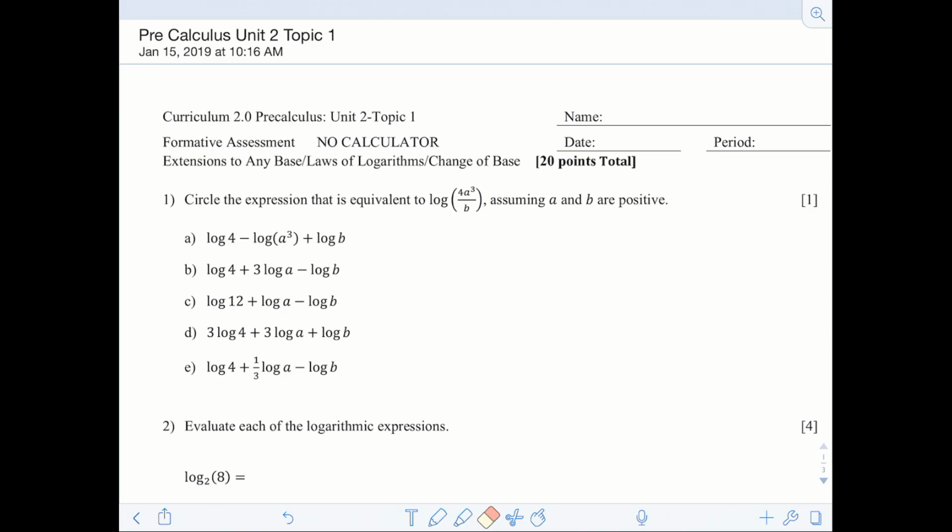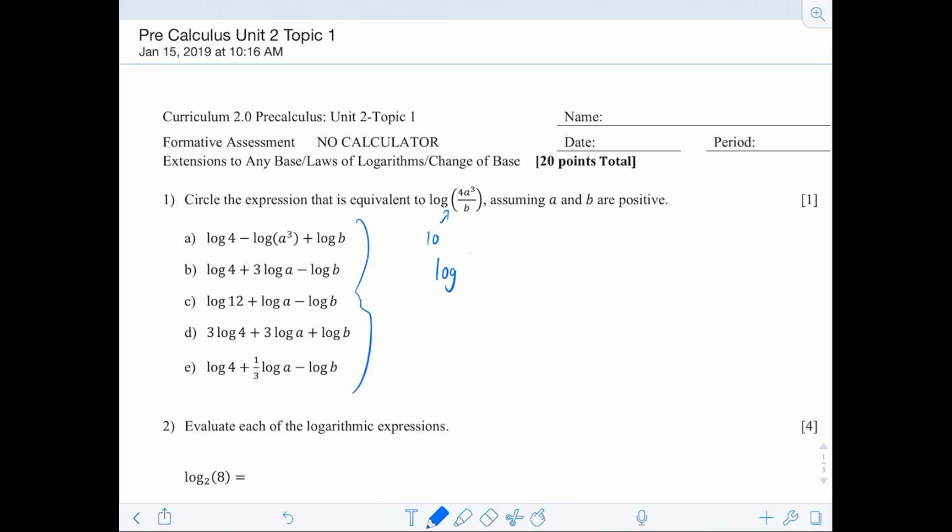Okay, so it says circle the expression that is equivalent to log base, and if there is no number, that is in a sense going to be a log base 10. So if there is no specific number there, it is a log base 10. So we want to say log of 4a to the third over b. What this is dealing with is either condensing or expanding, and in this case, we are going to be expanding. So whenever we have some type of multiplication, we expand it by addition.